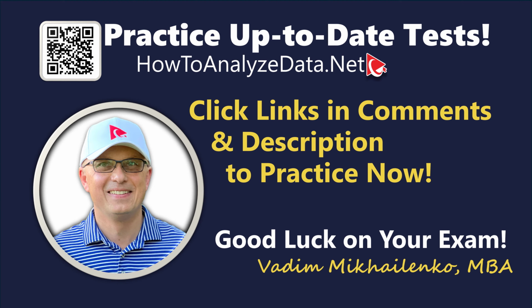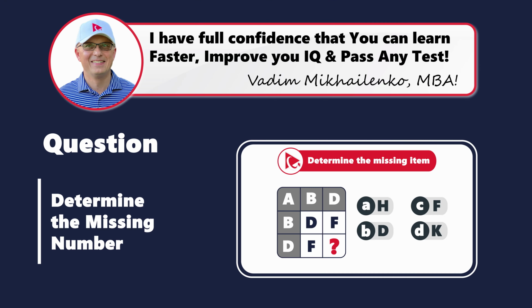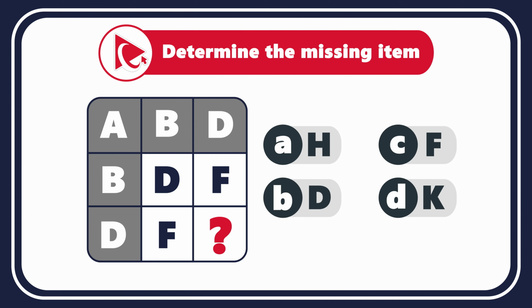Let's dive into the world of letters with this amazingly tricky question that not only evaluates your English alphabet knowledge, but also tests your analytical skills and your strategies for tackling challenges effectively. You're presented with a 3x3 matrix. The matrix has letters inside. The first row has letters A, B, and D. The second row has letters B, D, and F, and then the third row has letters D, F, and then comes the missing letter, which you need to select out of 4 possible choices. Choice A, H, choice B, D, choice C, F, and last but not least, choice D, K.